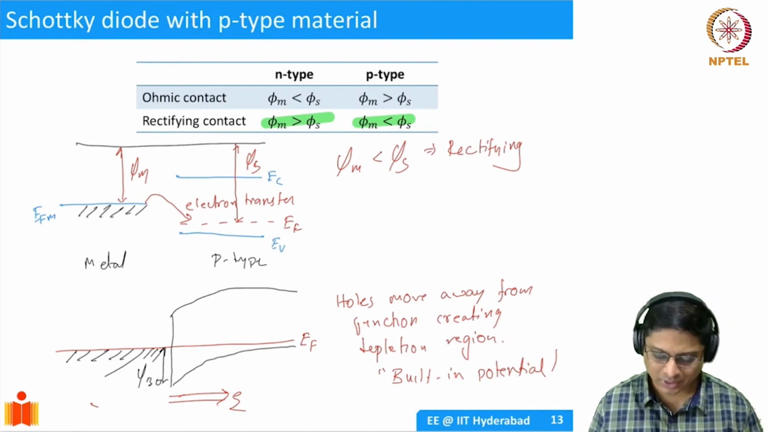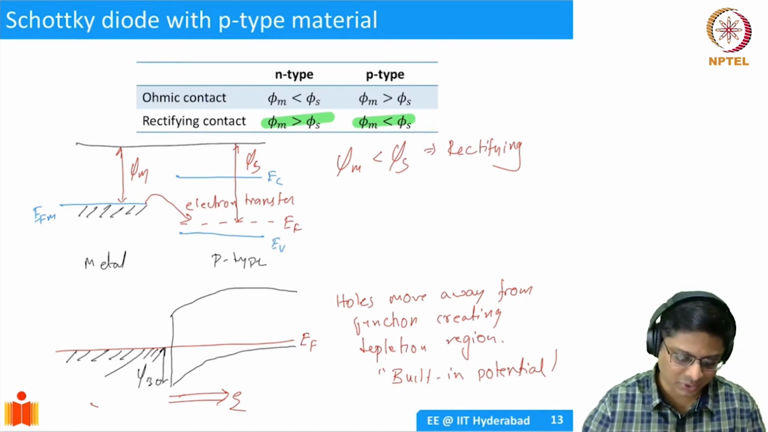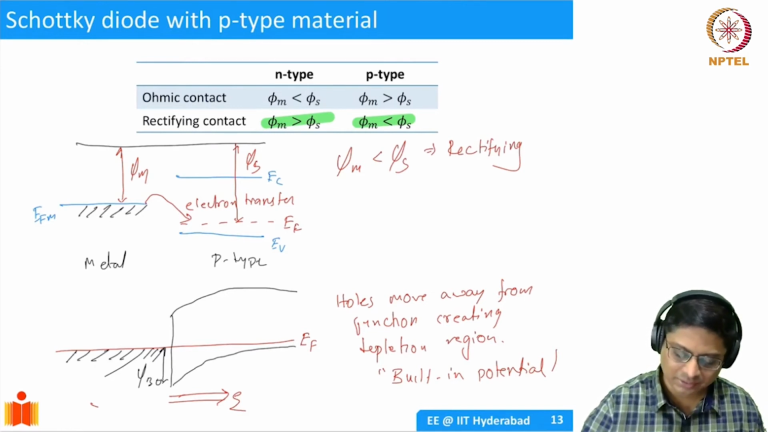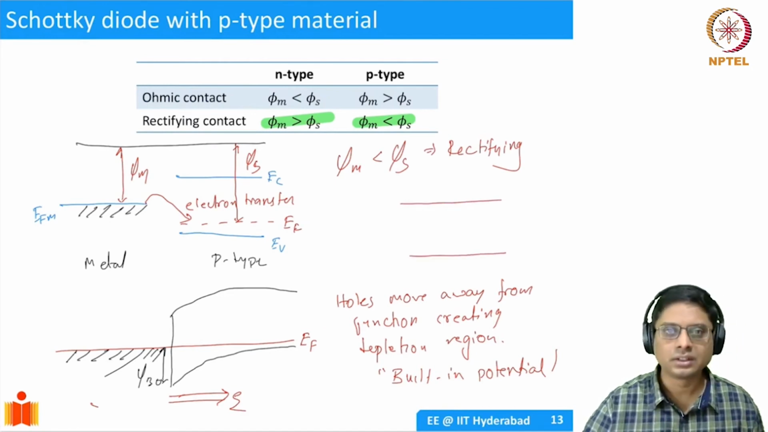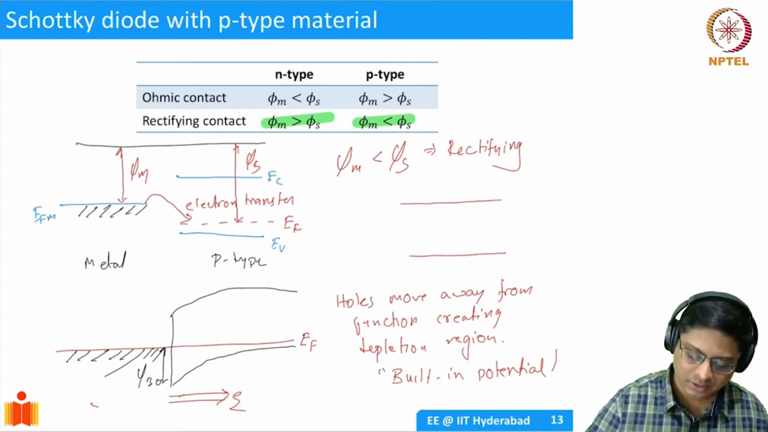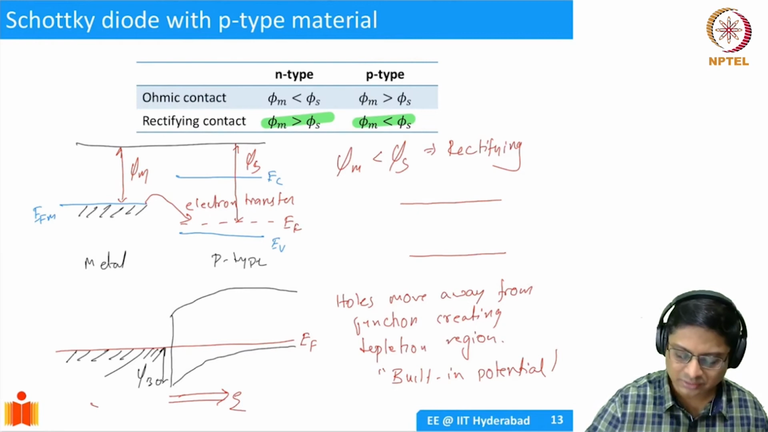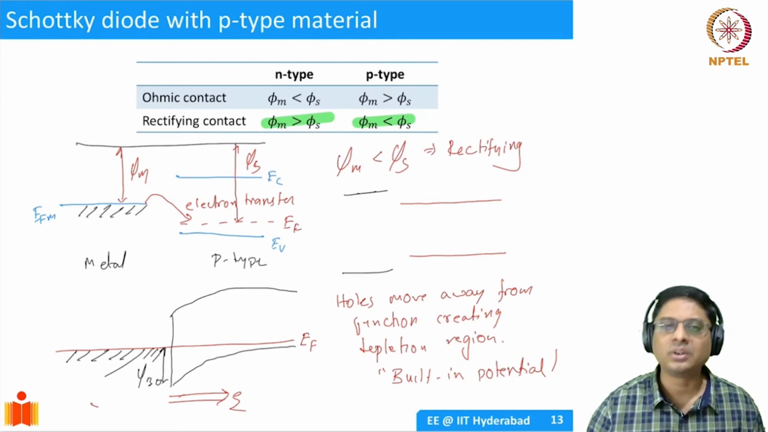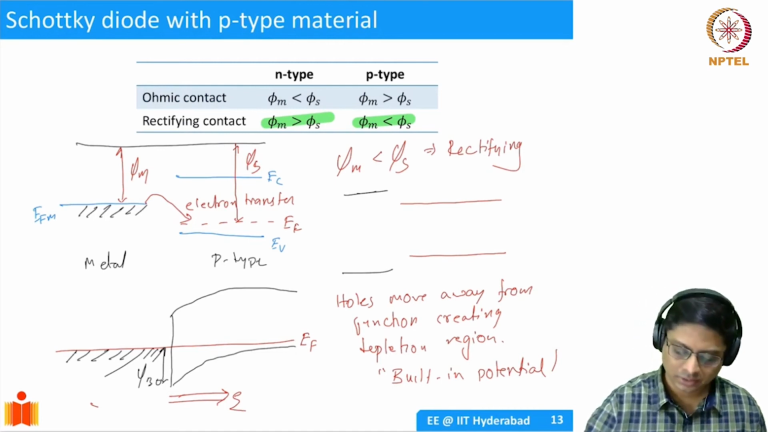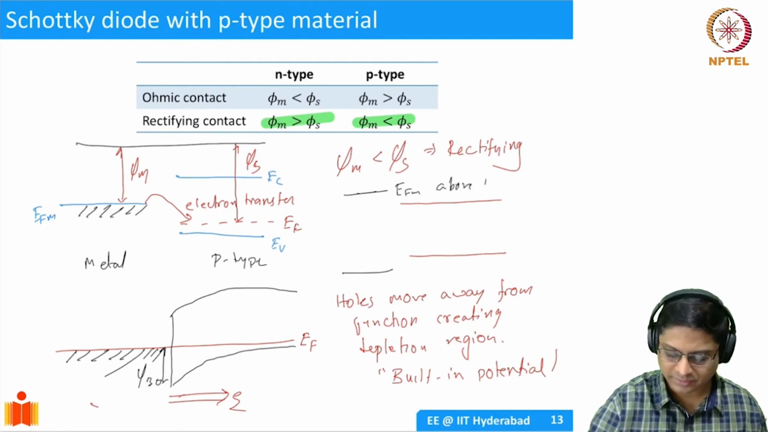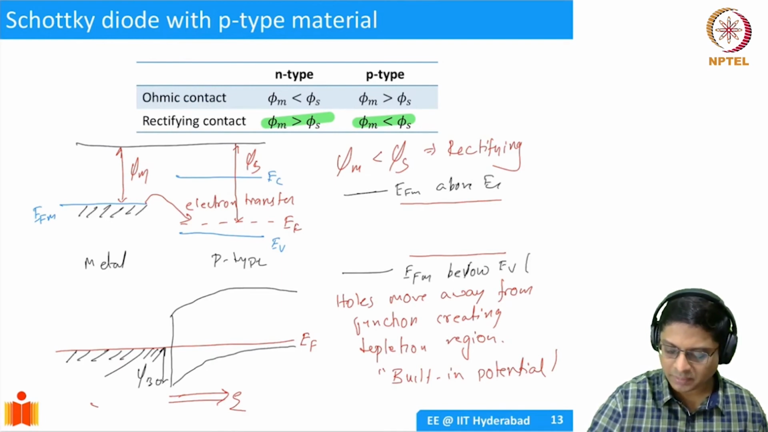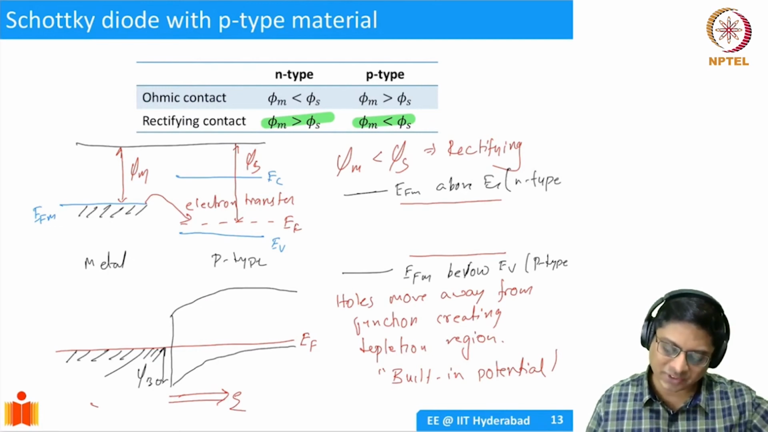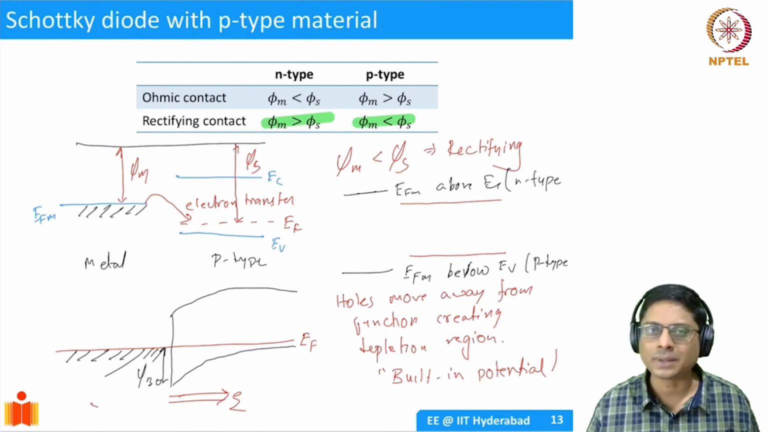One way I recollect, this is a mnemonic that I use. Maybe it's useful to you or maybe not. Whenever I have a semiconductor, for an N-type material, the work function of the metal has to be in the EC or above EC. And in a P-type semiconductor, it has to be below EV. Only then can I form an ohmic contact. So EFM above EC for N-type, EFM below EV for P-type. If EFM is above EC, essentially phi m is going to be less than phi s. So this is how I remember it.